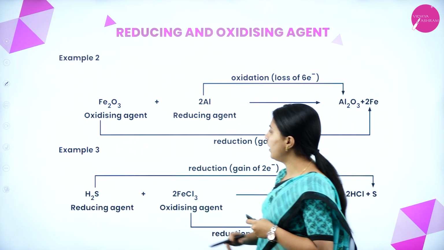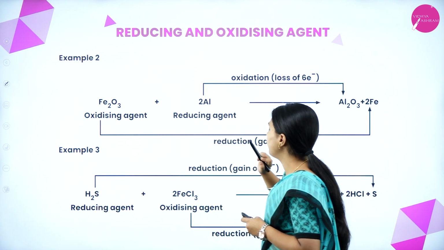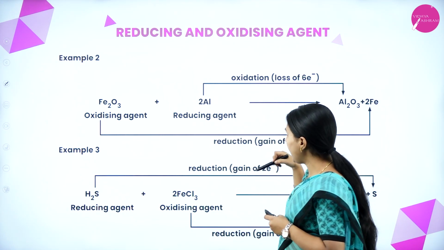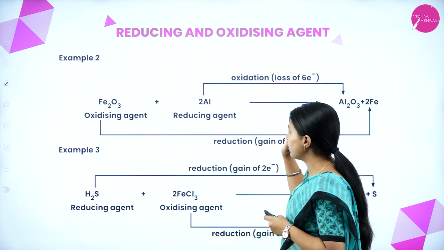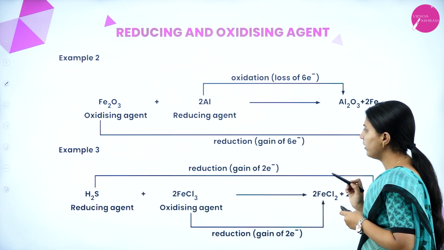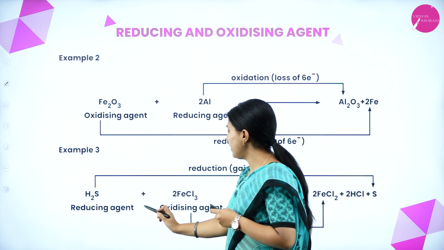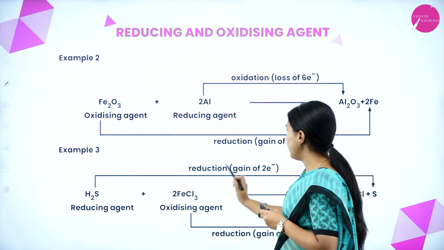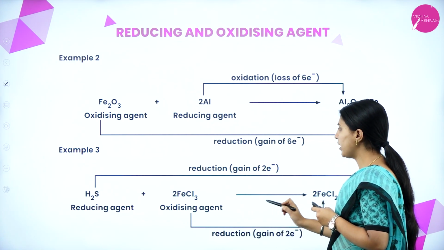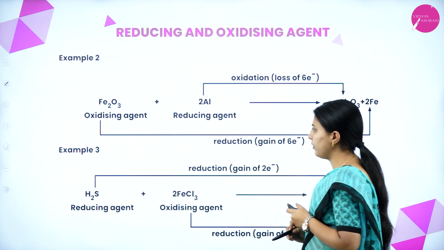See another example, ferric oxide and aluminium. Aluminium is a reducing agent because loss of electrons is going to happen. Here the oxidizing agent is where reduction, or gaining of electrons, is happening. Here also H2S and ferric chloride: the gain of electrons is reduction, and this one will be oxidation. Here ferric chloride is the oxidizing agent.